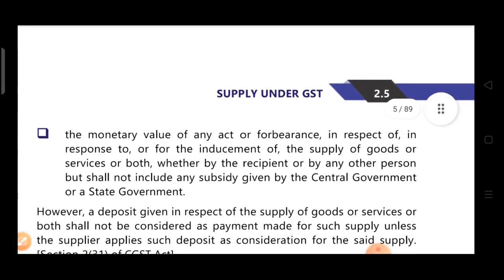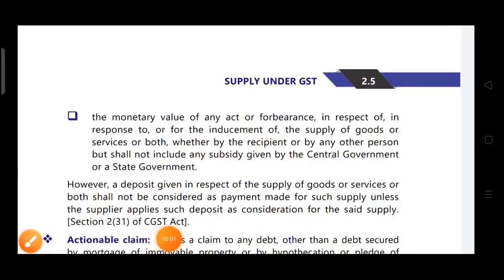Now the next one is the monetary value of any act of forbearance in respect of, or in response to, or for the inducement of the supply of goods or services or both, whether by the recipient or by any other person, but shall not include any subsidy given by the central government or a state government. The dictionary meaning of forbearance is tolerance. Forbearance means to abstain from. Any consideration received for doing something, or for a promise to refrain from doing something, is subject to GST. That's why they have said that this is included in the definition of consideration.